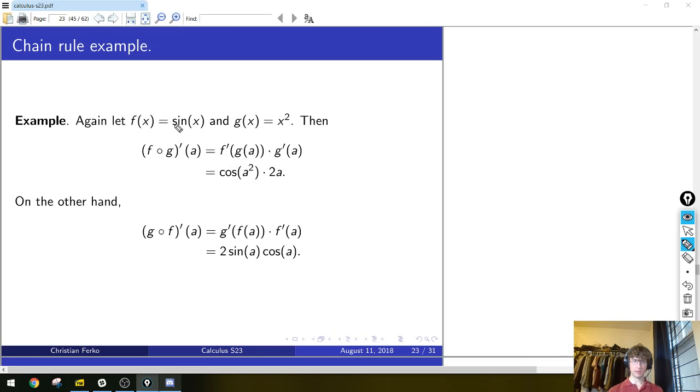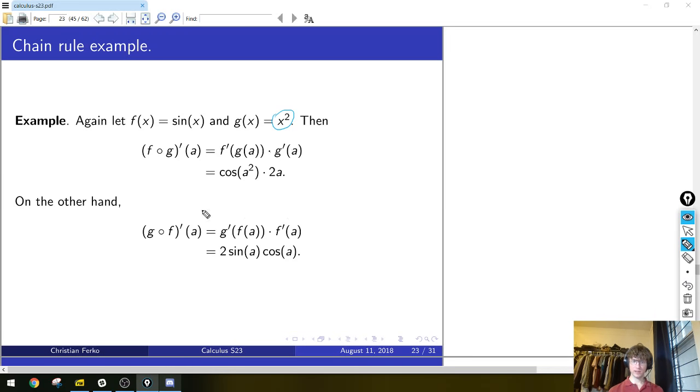What's f prime? F is sine x, so f prime is cosine x, but remember it's f prime of g of a. So we have to plug into the cosine function whatever g of a is. What's g of a? Well, that's a squared. Good. So the first factor is cosine of a squared. This is derivative of f, plug in g. Peel off the f, what's left? Now we have to differentiate g. G prime, well, we know how to differentiate x squared, that's 2x. At a, it happens to be 2a. So the chain rule says this whole derivative should be cosine of a squared times 2a.